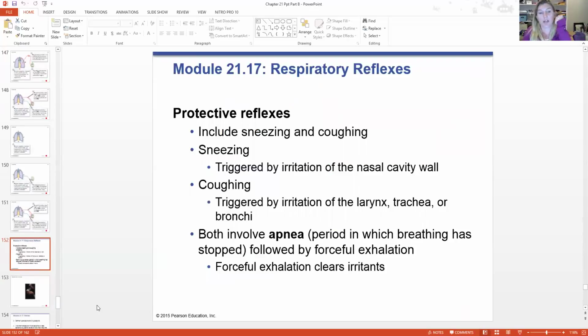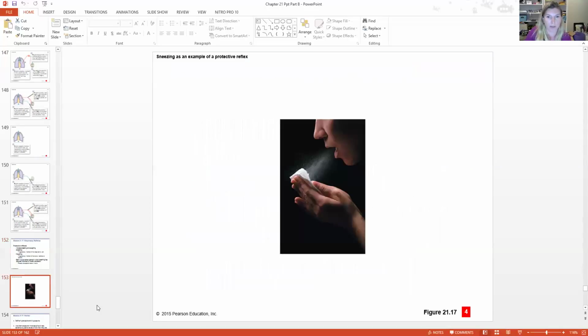There are other protective reflexes like sneezing and coughing. Sneezing is triggered by an irritation of your nasal cavity wall. Coughing is triggered by irritation of the trachea, larynx, bronchi, anything further down. They both involve something called apnea. Apnea is any period where you're not breathing, followed by a forceful exhalation. That forceful exhalation is going to, in theory, clear all of the irritants out of the passageway.